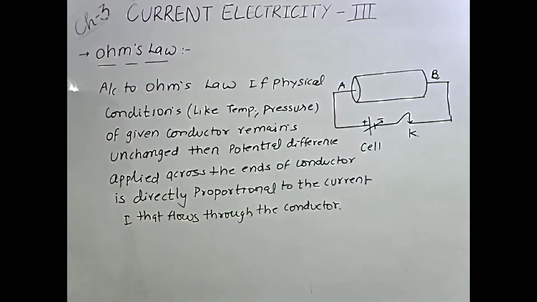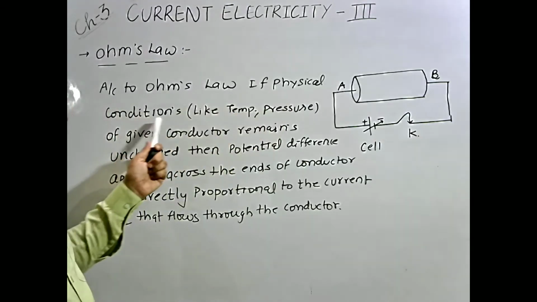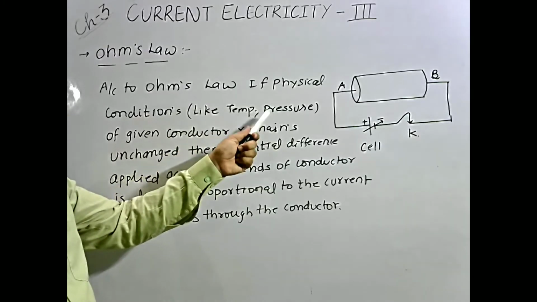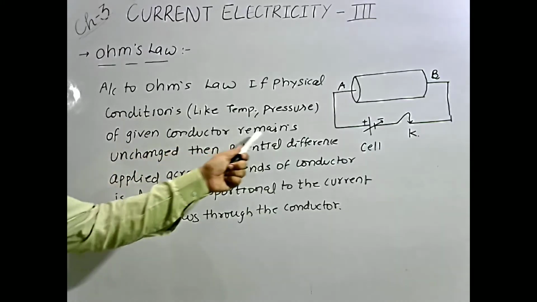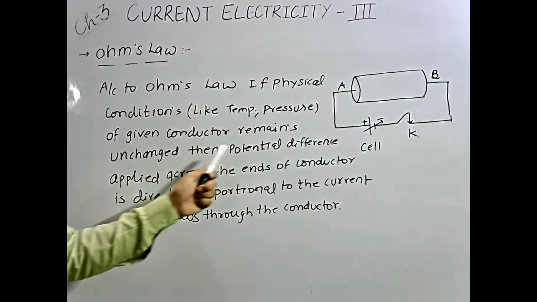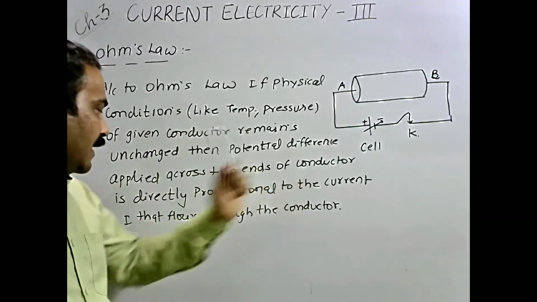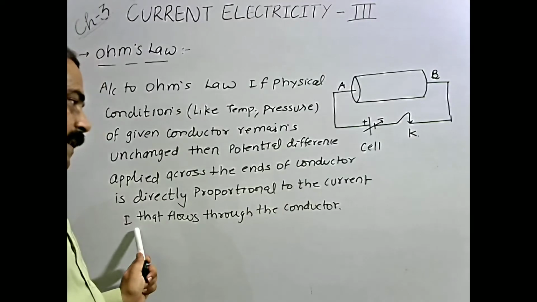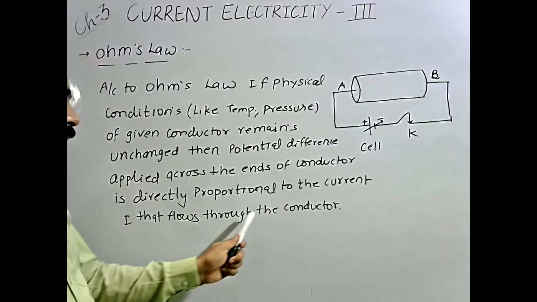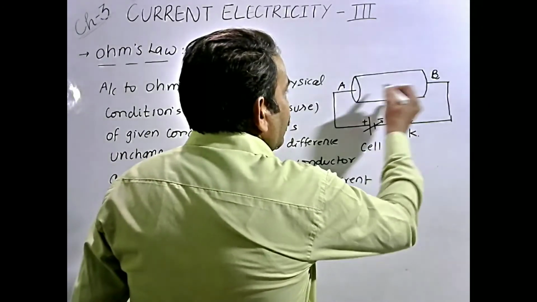Okay, you understand? Again you listen. According to Ohm's law, if physical conditions like temperature, pressure, length, and area of cross section of a given conductor remain unchanged, then the potential difference applied across the ends of the conductor is directly proportional to the current I that flows through the conductor. Clear? Suppose this is a conductor AB.